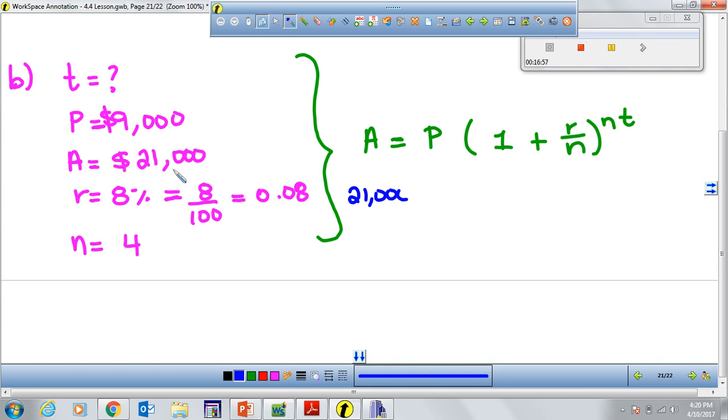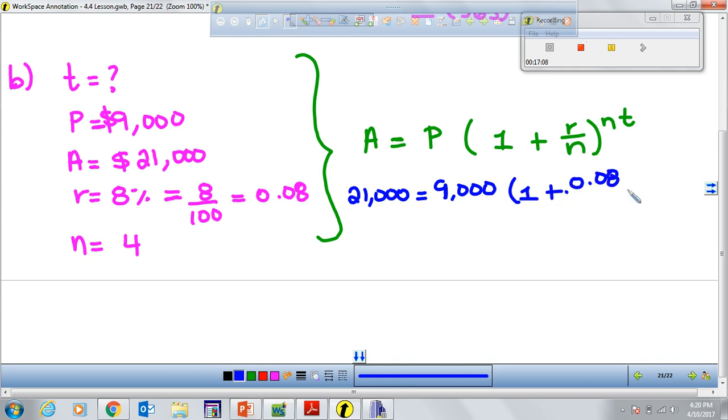Right? It was right here. The P, which is the present amount, is 9,000. The 1 is part of the formula. The rate is 0.08. The N means how often within a year, it's 4 times. And then this N and this N on the denominator are the same thing, times the time. We don't know what the time is going to be.